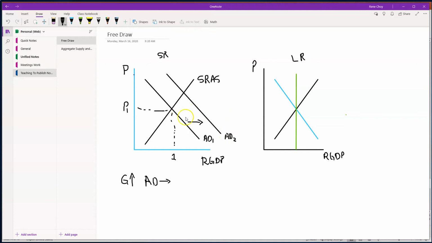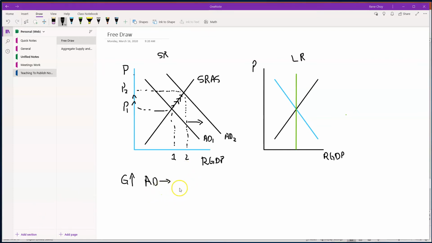Now, as we are moving from aggregate demand 1 to aggregate demand 2, we're sliding upwards through the short run aggregate supply line. And the economy in the short run starts experiencing inflation, which is what an increase in price is. So we go from P1 to P2. And we start experiencing increases in real GDP. So we go from real GDP 1 to real GDP 2. So in the short run, the aggregate demand shifts to the right.